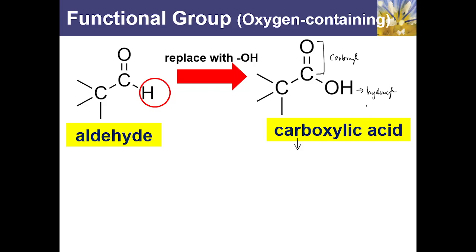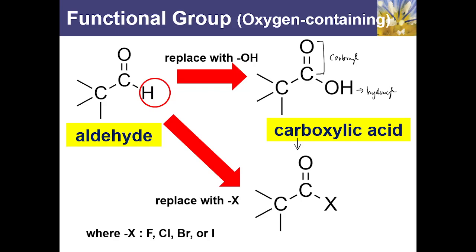Now, if we replace the H here in the aldehyde with an X, meaning these are your halogens, then it will look like this. You have your C double bond OX, and we will call this your acid halides. Okay? So, the point of this slide is if we replace a particular part of the functional group, for example, the existing one is your aldehyde, so we replace the H with OH, or we replace it with your halogens, then it will give rise to another functional group. Okay?